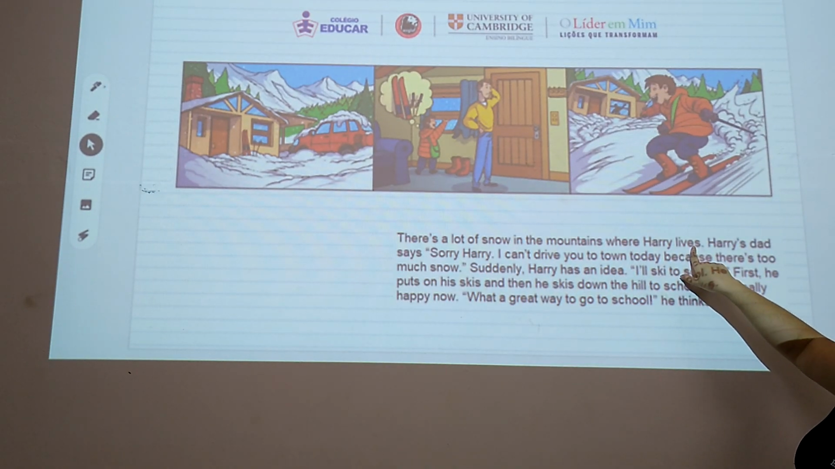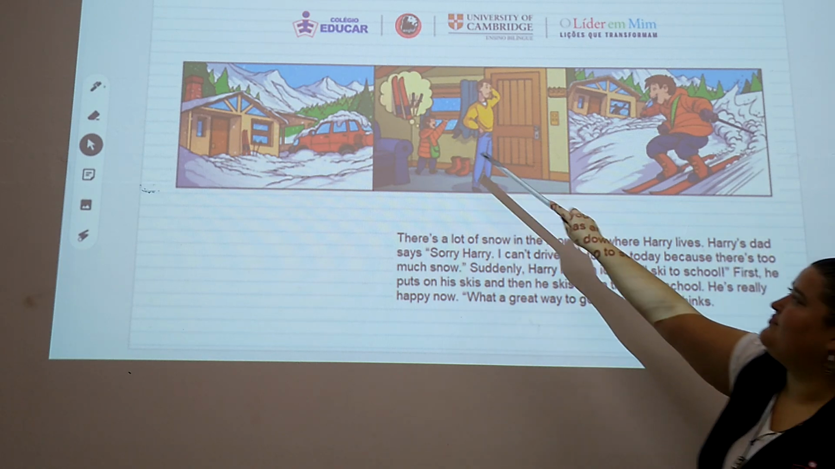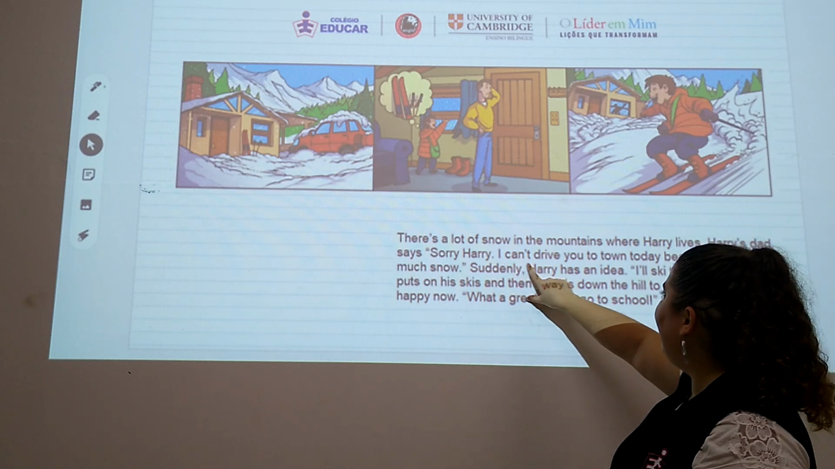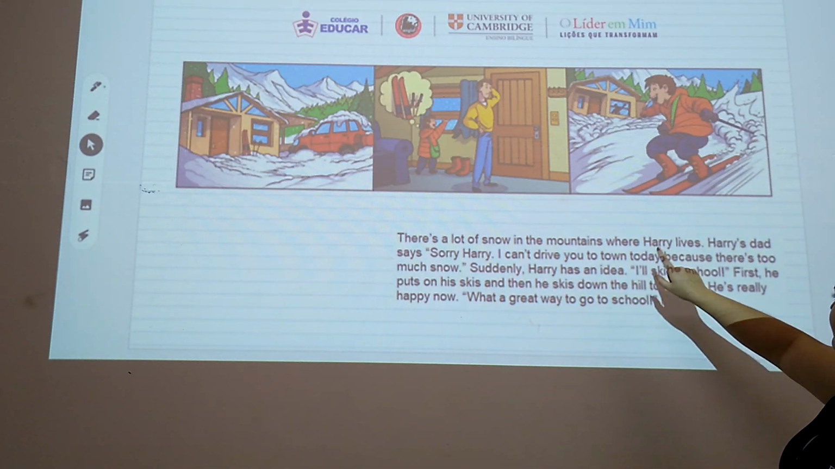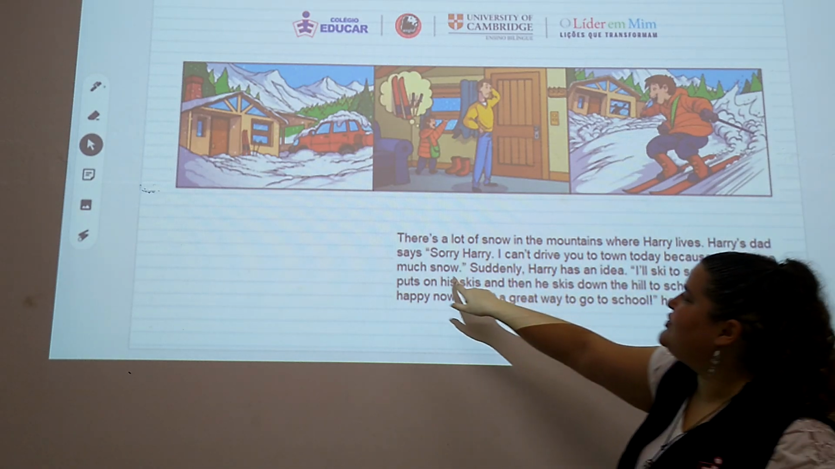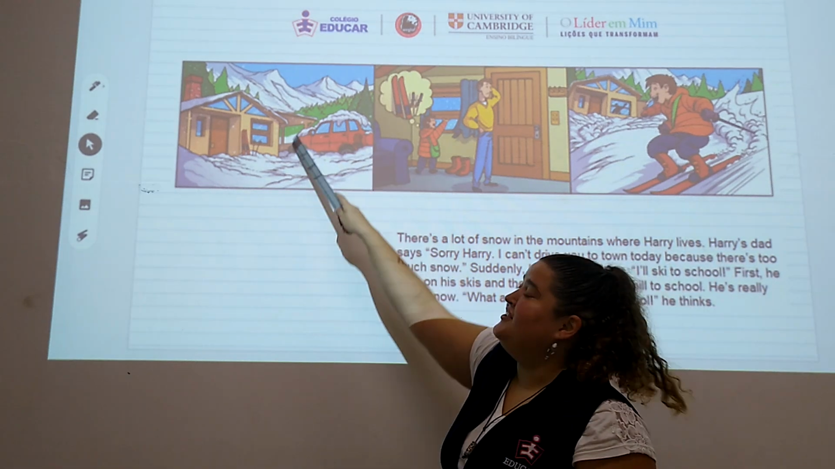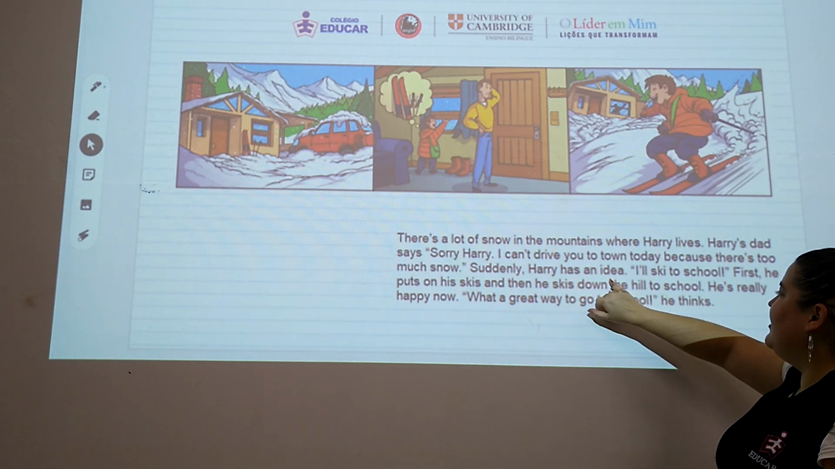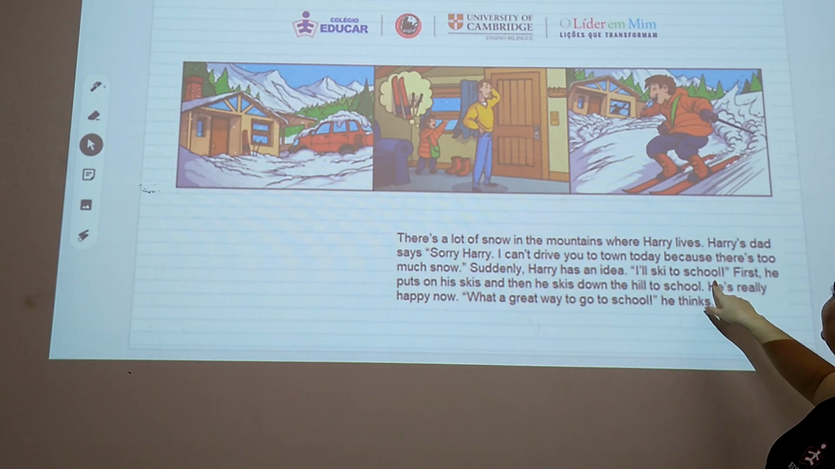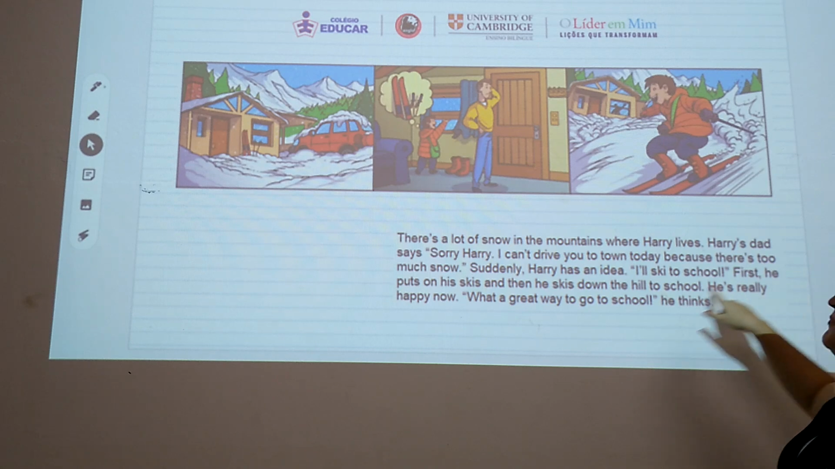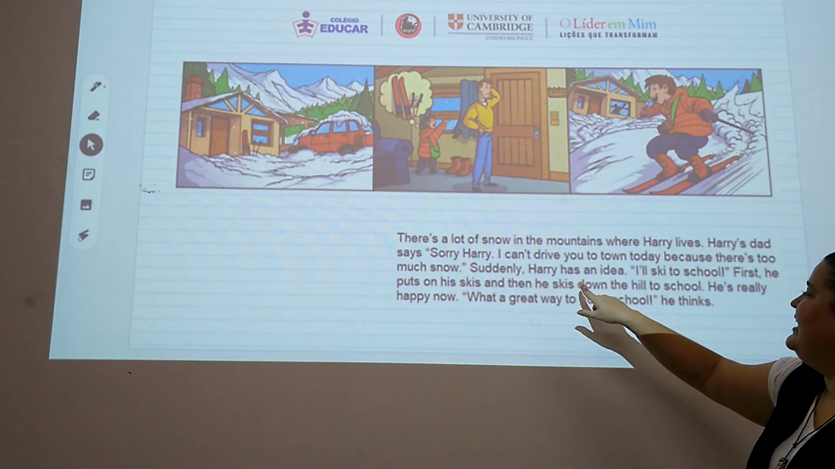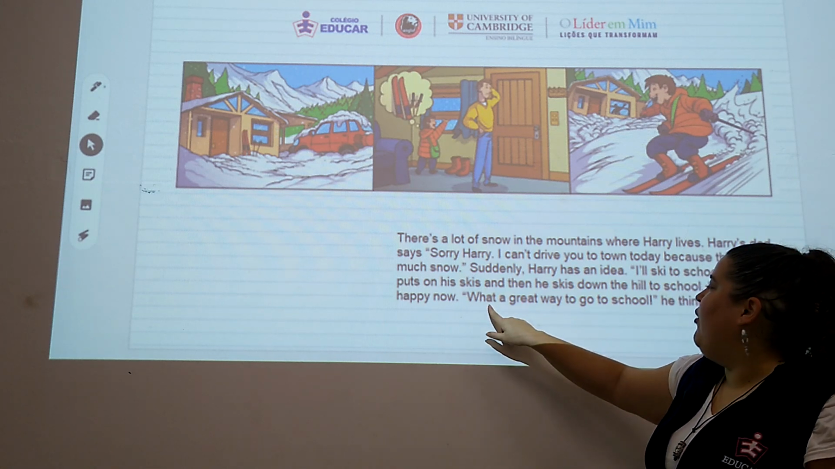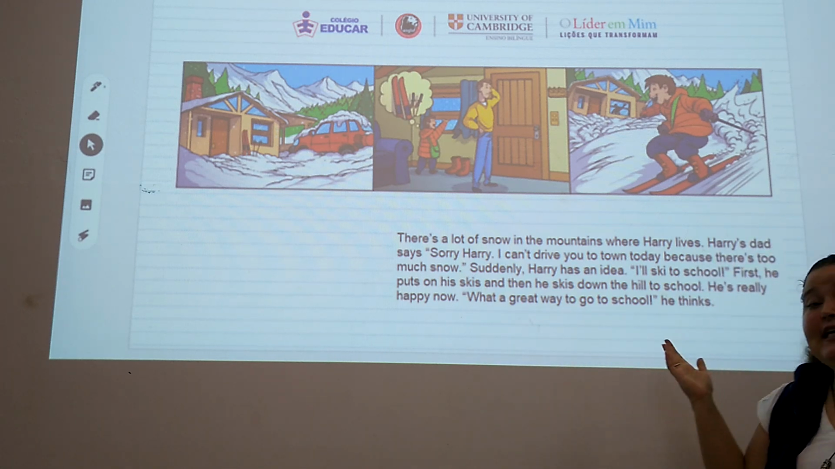where Harry lives. Harry's dad says there is too much snow. He can't drive because you can see the car, he says stop it, yeah? Suddenly, Harry has an idea. I will ski to school. First, he put on his skis and then he skied down the hill to school. He is really happy now. What a great way to go to school, he thinks.